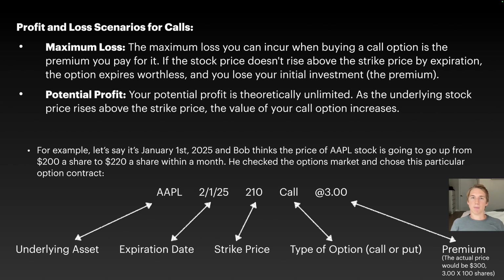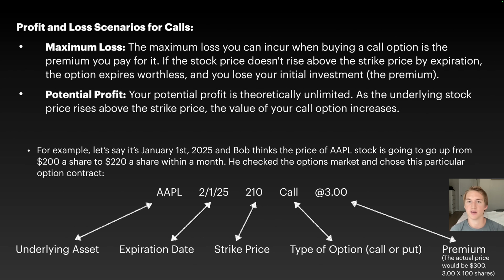Maximum loss. The maximum loss you can incur when buying a call option is the premium you pay for it. If the stock price doesn't rise above the strike price by expiration, the option expires worthless and you lose your initial investment. So every option contract has a premium. The premium is how much the option contract is worth. So that's what you're going to pay for the contract, and that's the max you can lose. You can't lose more than what you pay in premium.